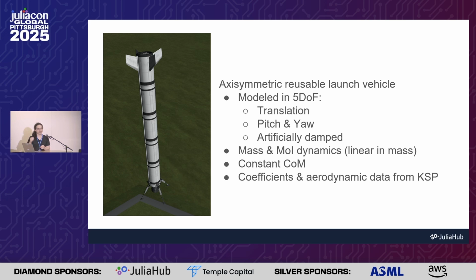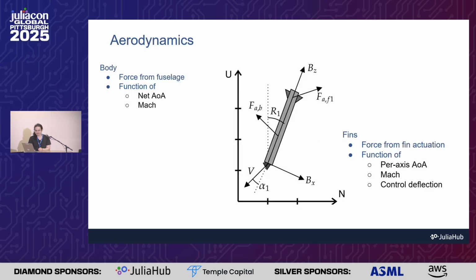We have translation, pitch, and yaw with an artificial damping term to slow down the pitch dynamics. We have mass and moment of inertia dynamics, so the vehicle's moment of inertia changes as you deplete the fuel. It's linear in mass. And then we assume a constant center of mass as the fuel has been mostly depleted, so it doesn't change too much. Because it was easy and not ITAR controlled, all of the aerodynamic coefficients and aerodynamic data came from Kerbal Space Program. For the aerodynamic modeling, what we do is we look at it as a combination of fin and body contributions.